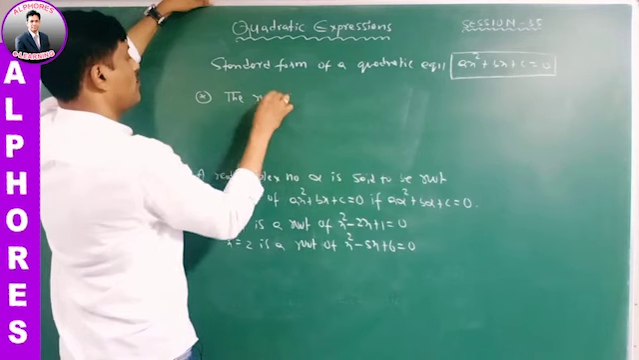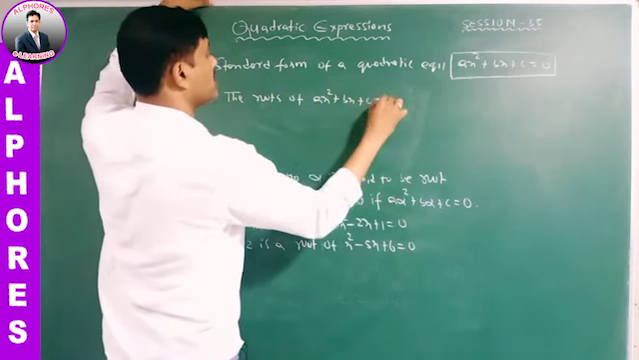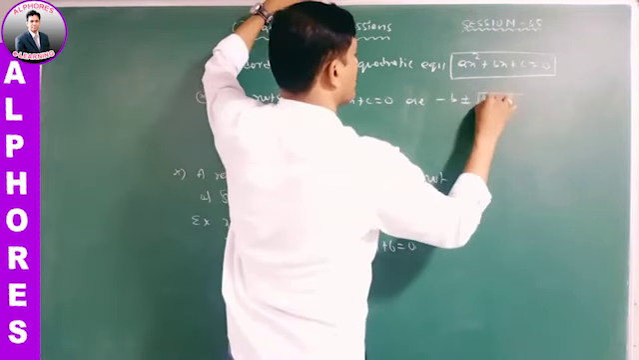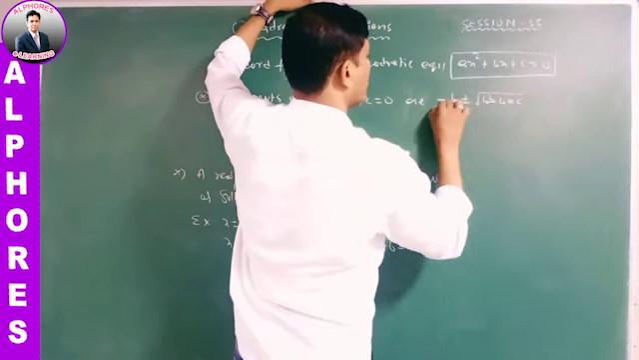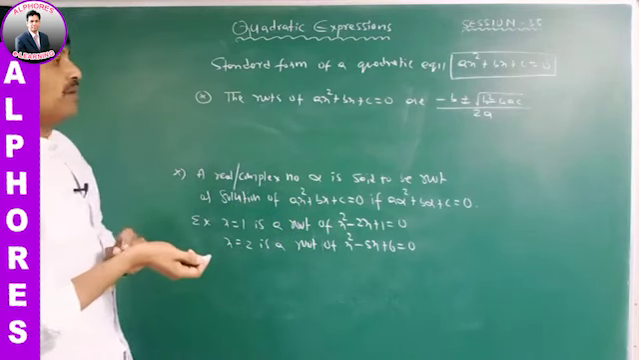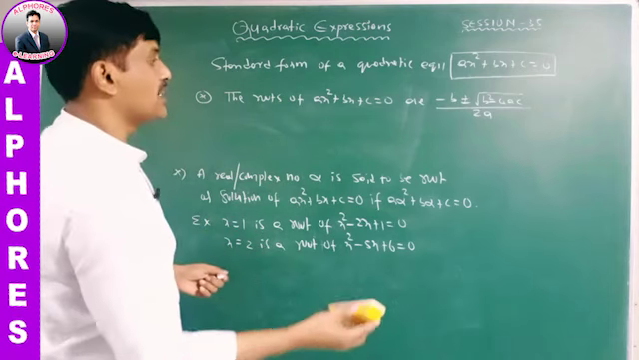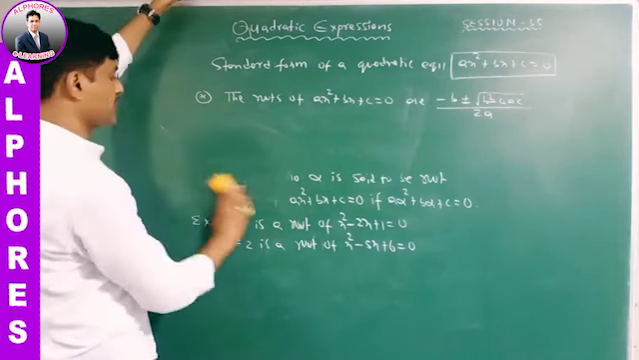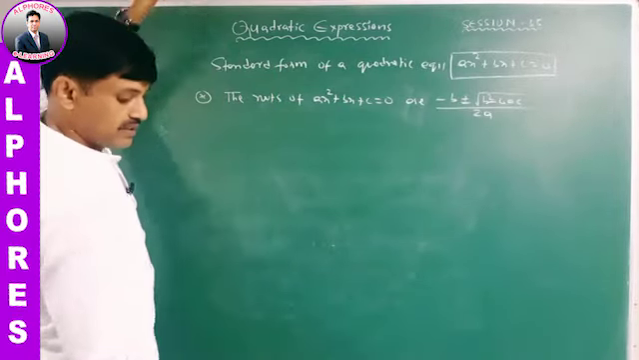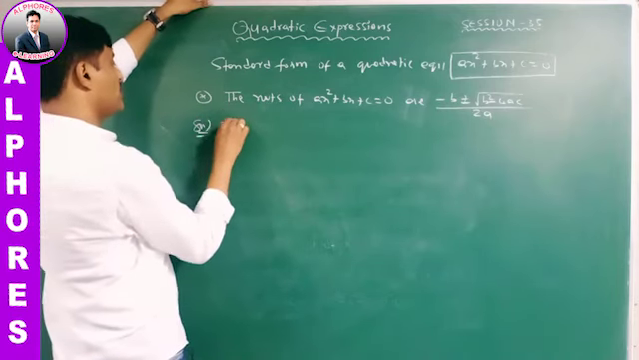The roots of ax² + bx + c = 0 are x = (−b ± √(b² − 4ac)) / 2a. As roots are (−b ± √(b² − 4ac)) / 2a. Okay, as proof of this, let beta be a solution of the given quadratic equation.